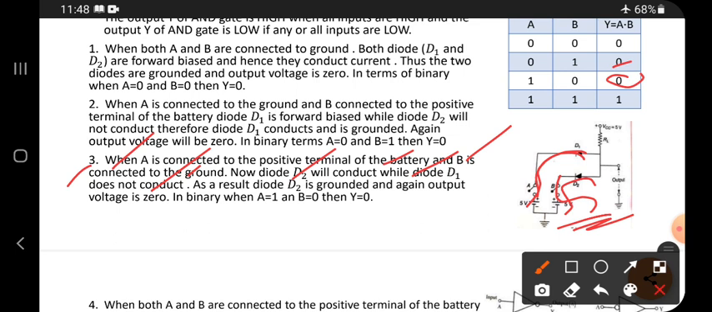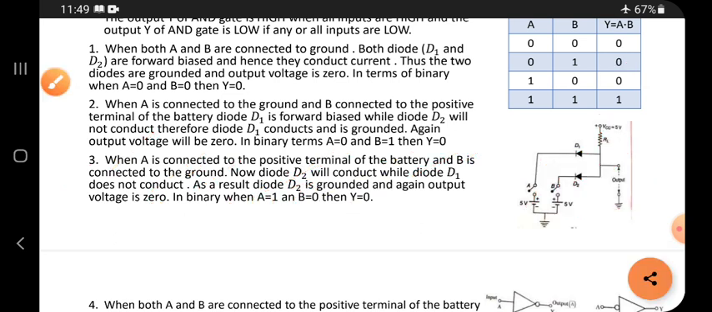Okay, so D2 conducts, the current flows in this direction, and the voltage cannot drop at the output, so all the voltage comes this side only, so the output is also 0. As a result, diode D2 is grounded and again the output voltage is 0 in binary. When A is equal to 1, B is equal to 0, then Y is equal to 0. Next, the fourth point.